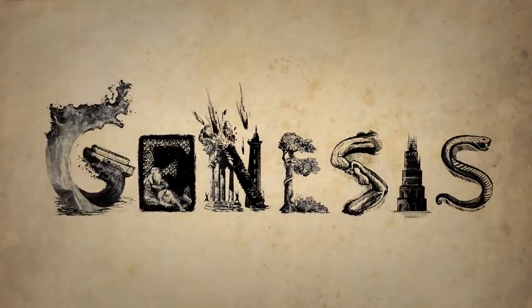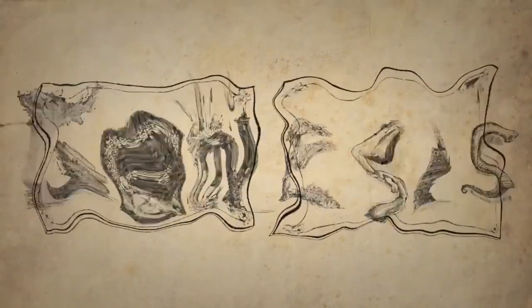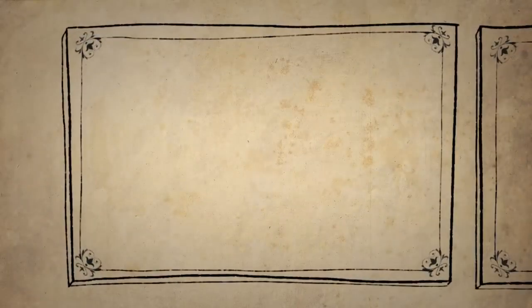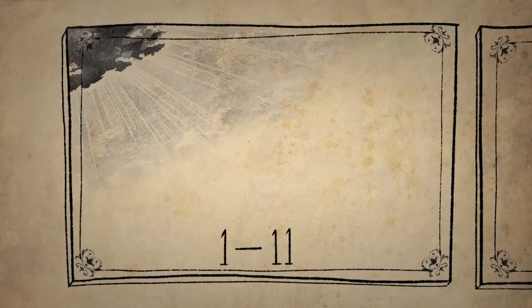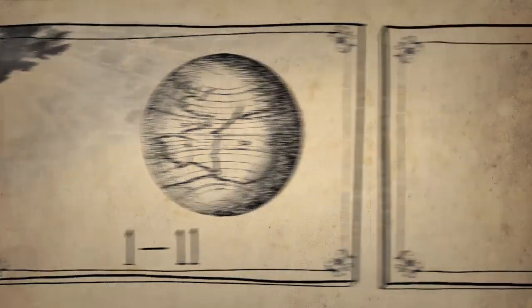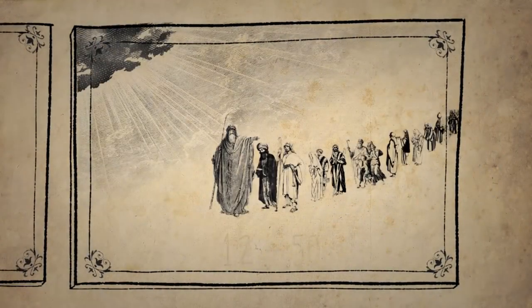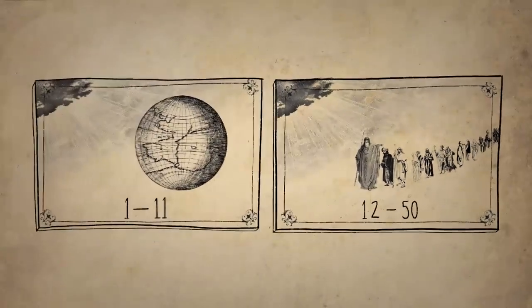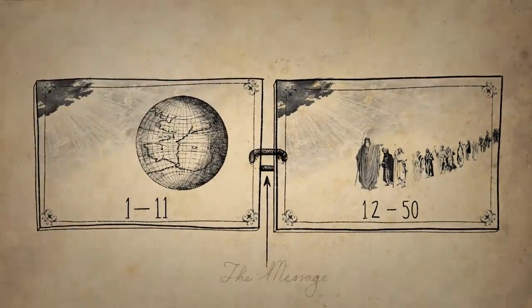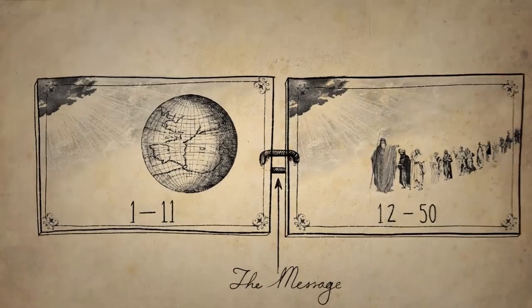The book is designed to fall into two main parts. You have chapters 1 through 11, which is telling the story of God and the whole world. And then you have the second part, which is about God and Abraham's family, as chapters 12 through 50. And how the two of those parts relate, that's where you find the message of the book. Okay, so let's start back at the beginning.